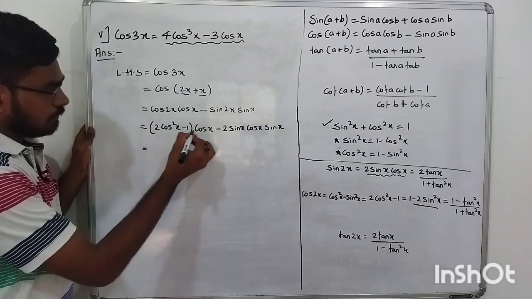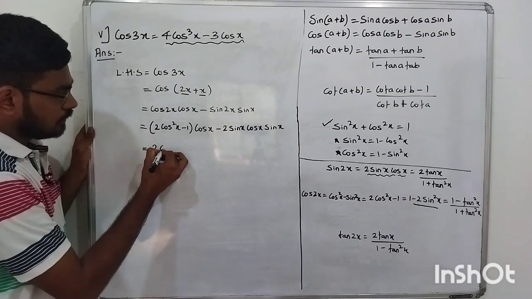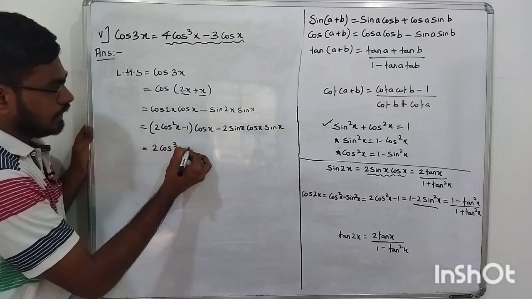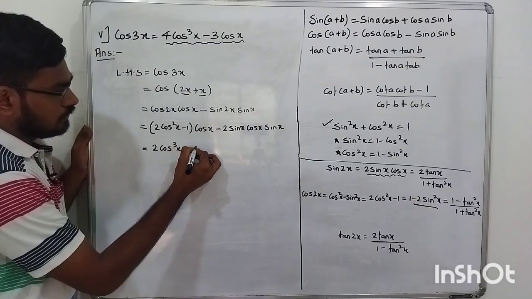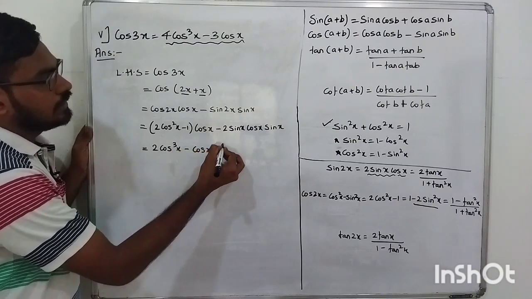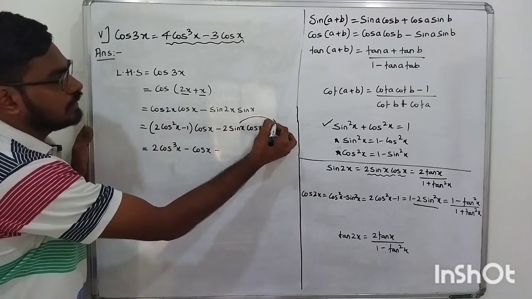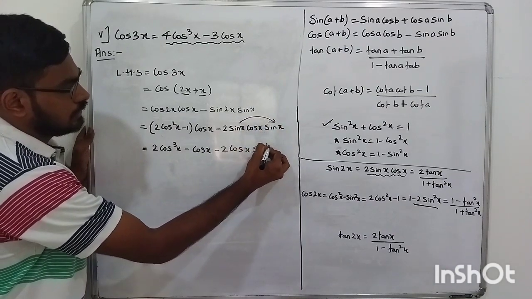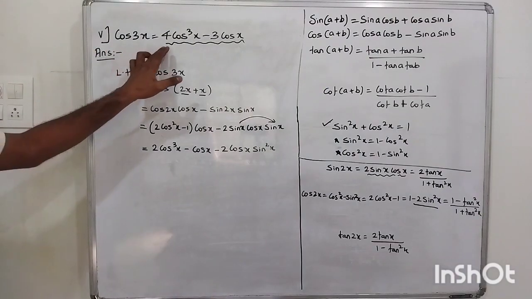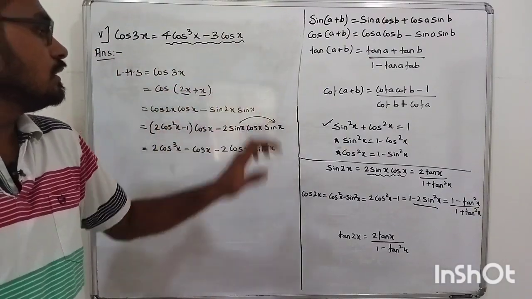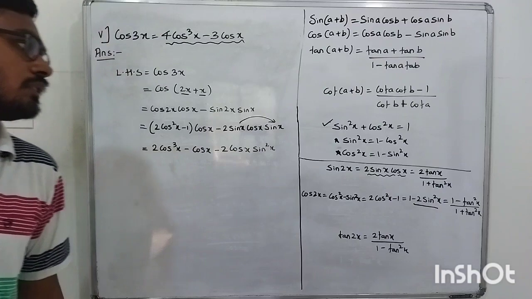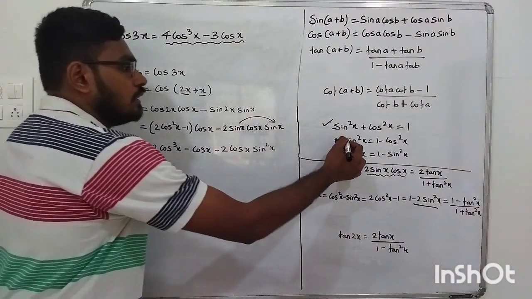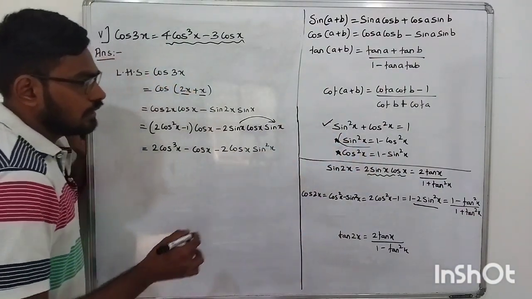So 2 cos square x minus 1, cos x into this is 2 cos cube x minus cos x, into 1 is cos x, minus this sin x, I will multiply with this, so 2 cos x into sin square x I will get. Now again here everywhere there is cos, so we will convert this into cos. So sin square x is 1 minus cos square x. Okay, that we'll use.